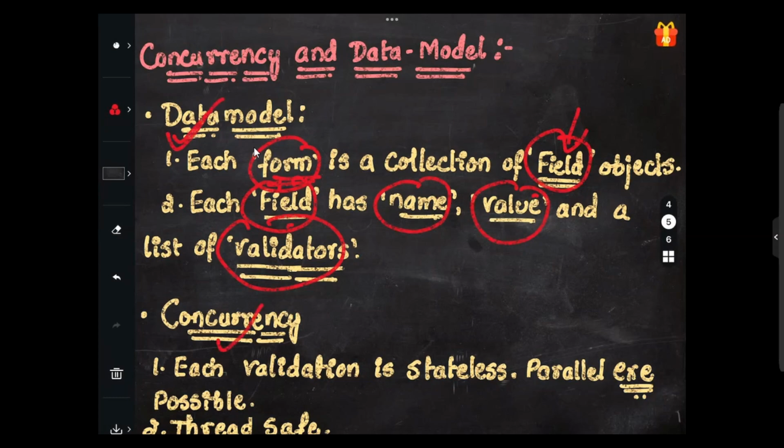Each validation is stateless. Parallel execution is possible, so then it is thread safe. Why is it thread safe? Since each form instance has its own independent state. That's the reason we'll be going with the strategy design pattern. So mainly, we have discussed concurrency in the data model, and the other one is the algorithm choice discussion. Let's move on with the UML diagram, the main part.